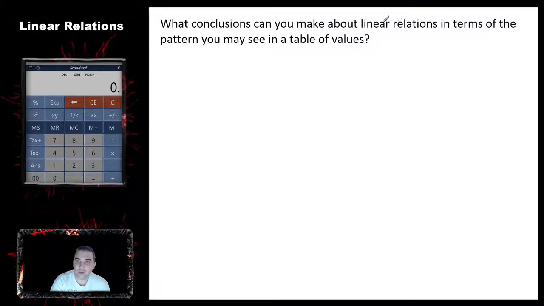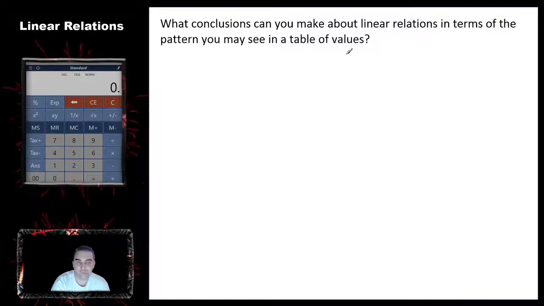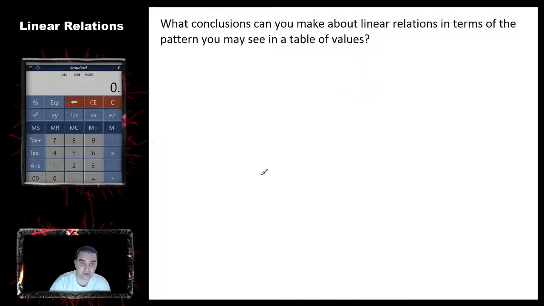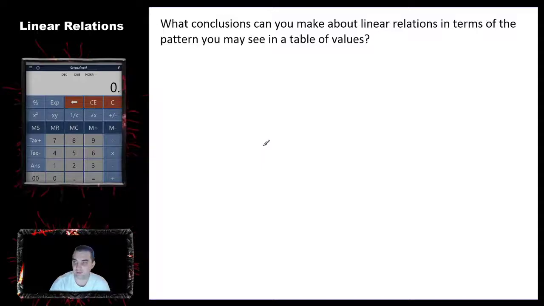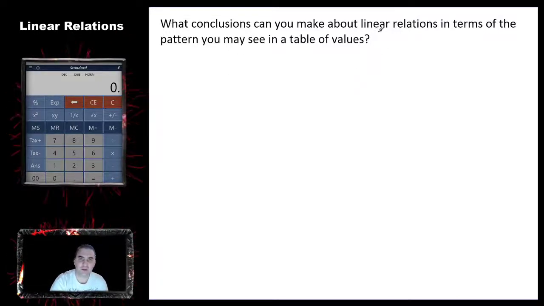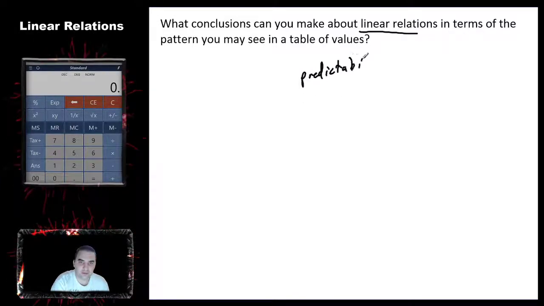What conclusions can you make about linear relations in terms of the pattern you may see in a table of values? Think about that one for a minute. Well, the conclusions that I can make in a linear relation is if something is linear, it has a very predictable pattern. Like in those patterns for the tiles, I know how many of each piece there will be when I'm building my tiles. So linear relations are predictable, for sure.